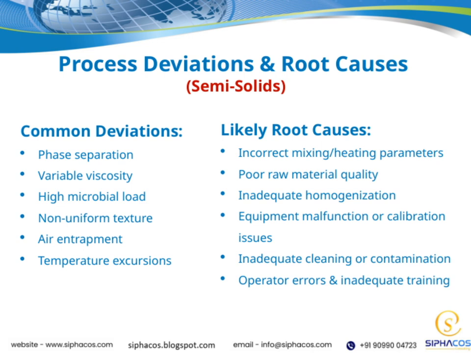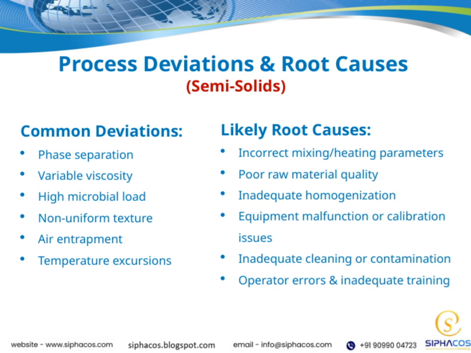Poor raw material quality is another big issue. If the ingredients aren't up to standard, it's going to affect the final product. Inadequate homogenization can also cause problems, because if the mixture isn't properly blended, you might see separation or uneven texture later on. Equipment malfunction or calibration issues are often overlooked, but can be a major root cause. They can cause temperature fluctuations or inconsistent processing.